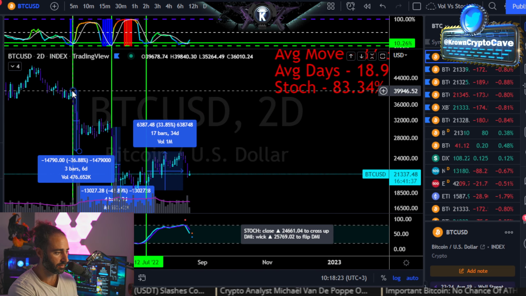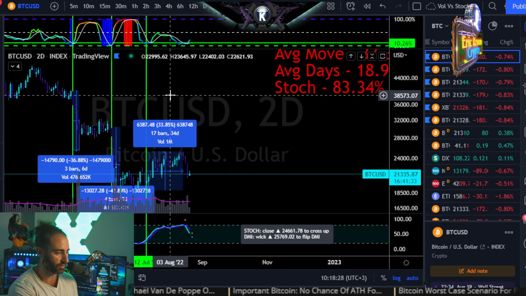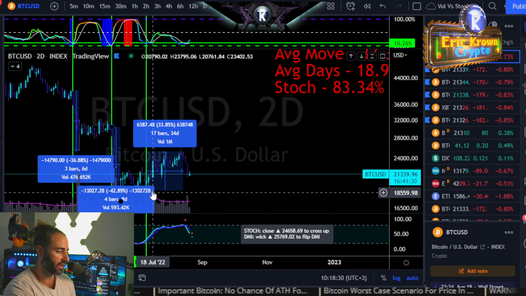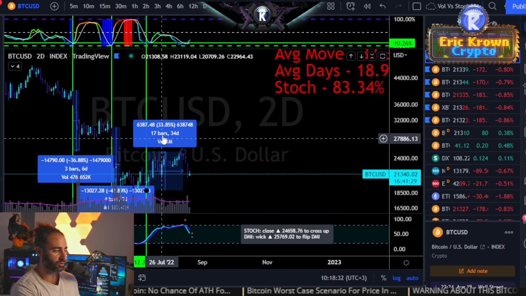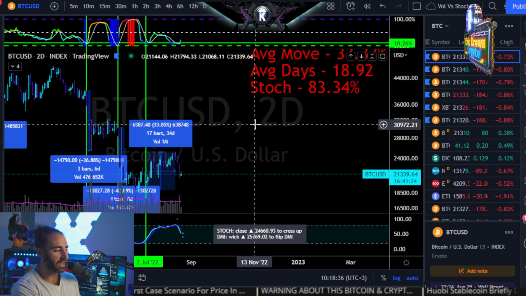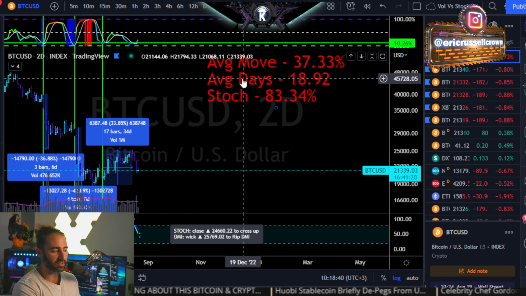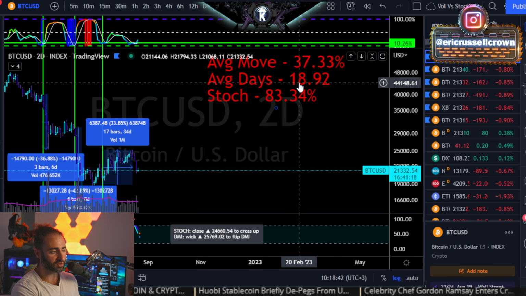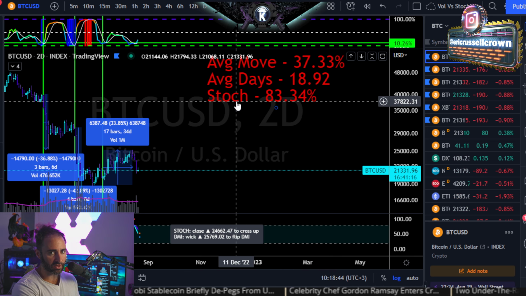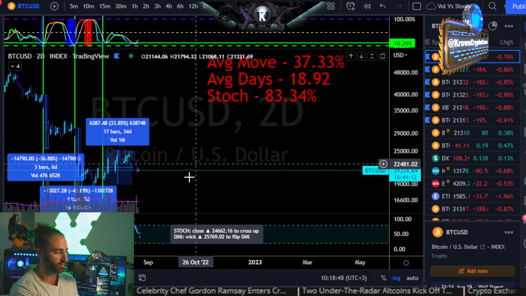This was driving our downside buys from that $40,000 to $30,000 move, then again from 30,000 to 20,000 or below, and then on that last move to the upside, which was about a 33.85% move. In this case, the average move based off of this signal has been about 37.33%. The average days taken to the next major high or low was just under 19 days, and the stochastic momentum oscillator has gone the correct direction on that volatility expansion just over 83% of the time.